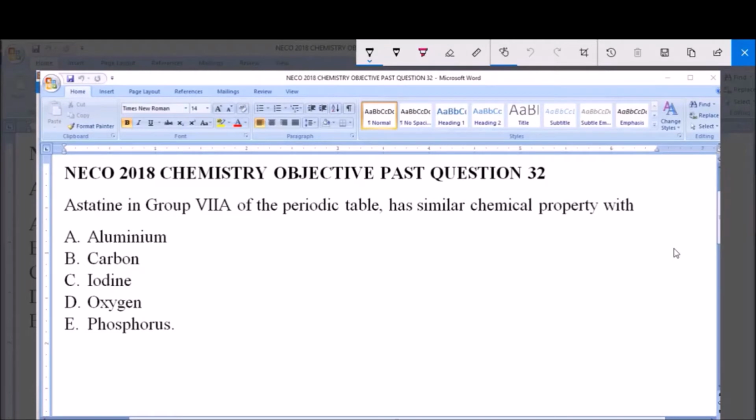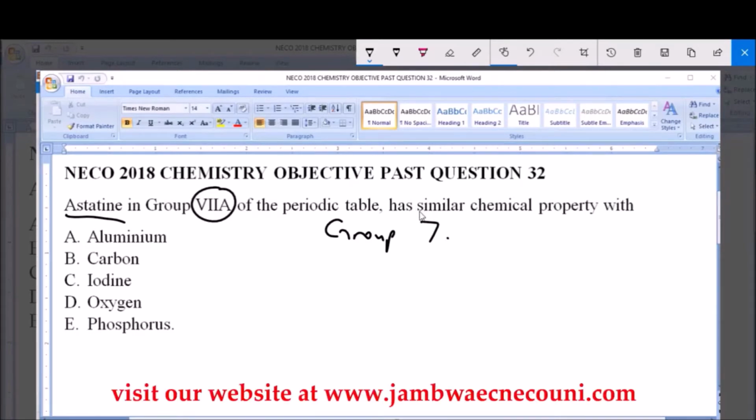Hello and welcome. I will be answering NECO 2018 Chemistry Objective Past Question 32. Astatine in group 7, okay, this is group 7 of the periodic table, has similar chemical property with A. Aluminium, B. Carbon, C. Iodine, D. Oxygen, E. Phosphorus. So we are given the group of these elements, group 7. We are given the group of astatine, and we are asked for the element which it has similar chemical property with amongst the options.